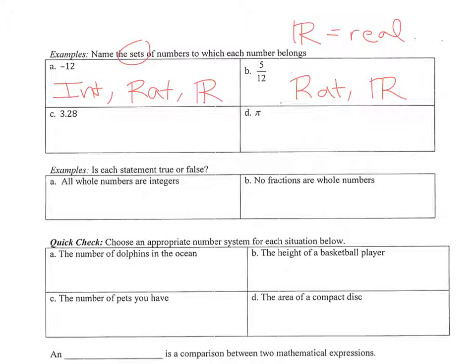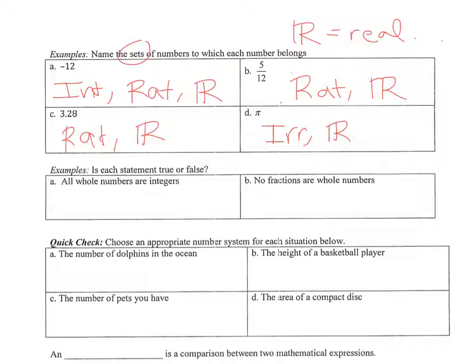3.28 is a decimal that stops, so that is a rational number and also a real number. Pi is a number that can't be expressed as a fraction. The decimals go on forever without a pattern. So this has to be an irrational number, therefore it's a real number.